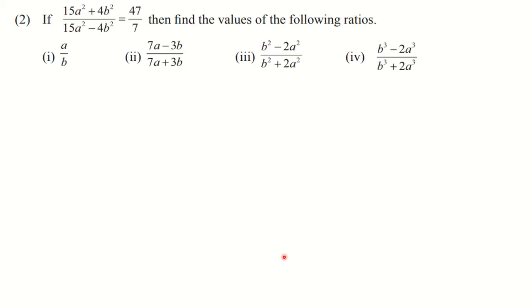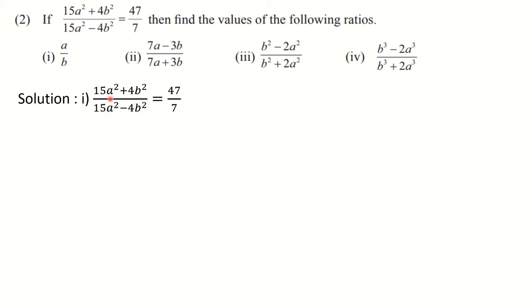Now question number 2, which is exactly opposite. Here we have to find a upon b. There, in the first question, a upon b was provided. But now we are provided with one equation and we have to find the value of a upon b. So as I have said, always start with what is given to you.